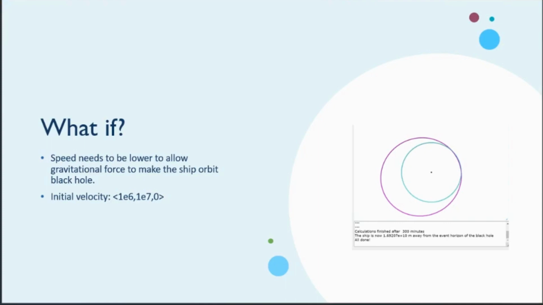For the ship to be in orbit around the black hole, the speed needs to be low enough to not be able to escape the black hole's gravitational force. An initial velocity that makes this happen is 1 times 10 to the 6 meters per second in both the x and y direction.